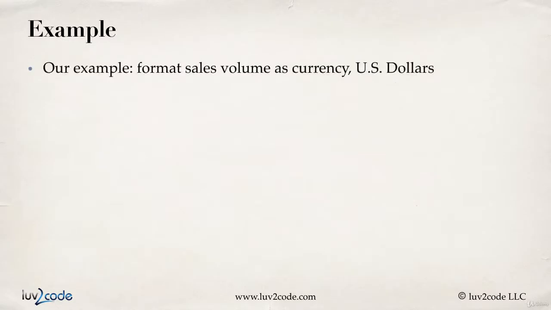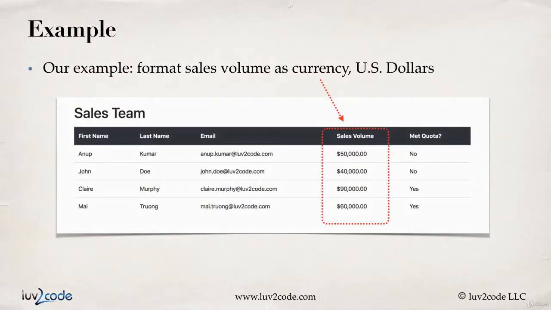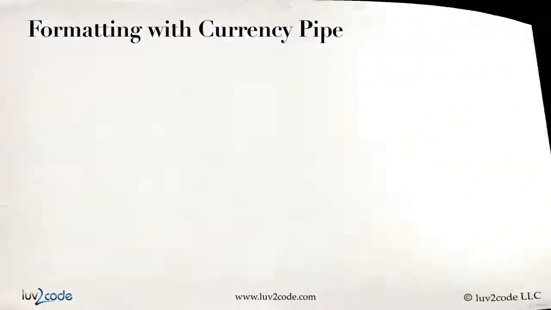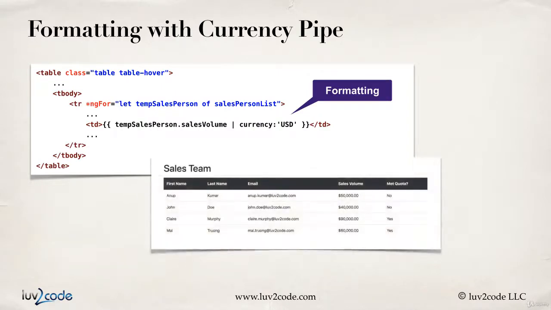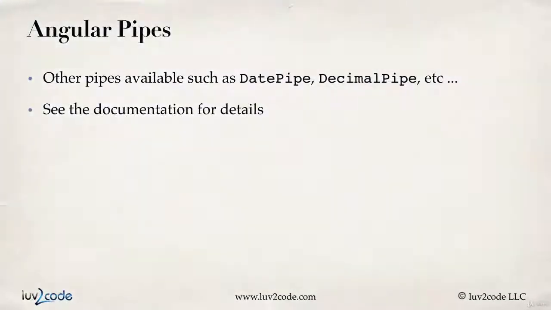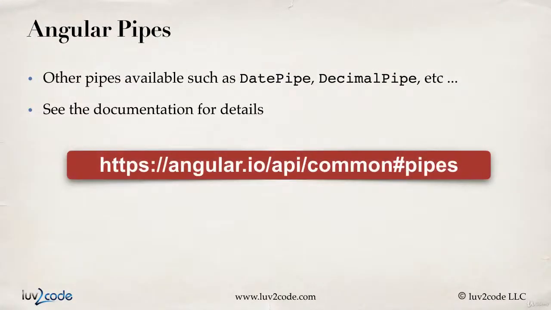Okay, great. So let's apply this to our example. So we're going to format the sales volume as a currency with US dollars. So in our coding here in our table body for our table data, we have our temp salesperson dot sales volume. We'll use our pipe and we'll pipe it over to currency with USD. And so this will give us our desired output here that we have on our table. There are other pipes available such as date pipe, decimal pipe, and so on. You can see the documentation for details using a link here on the slide.